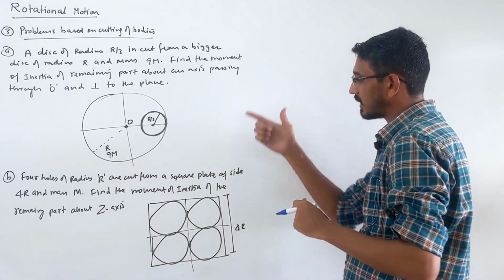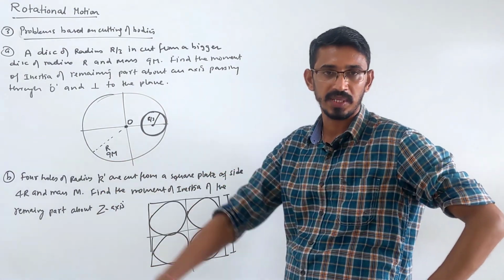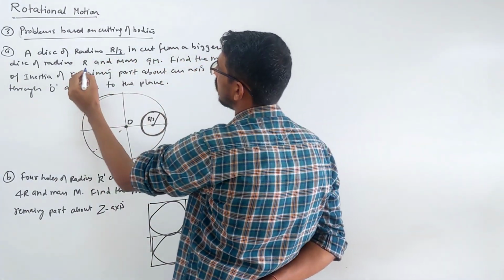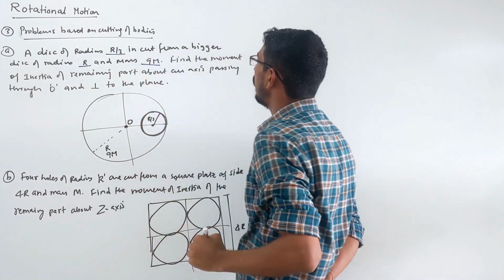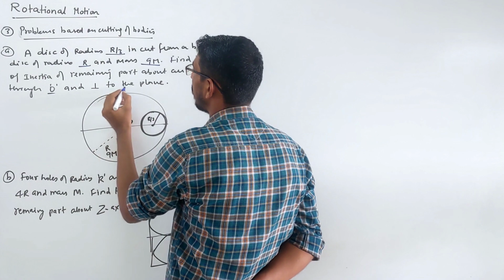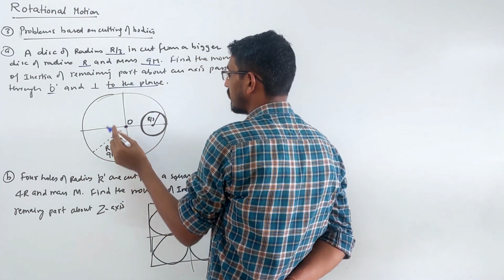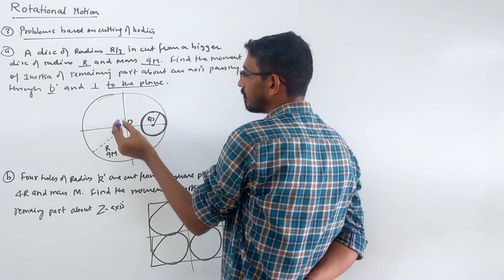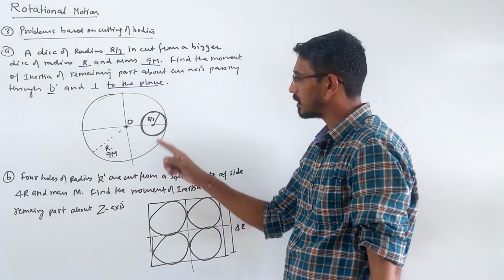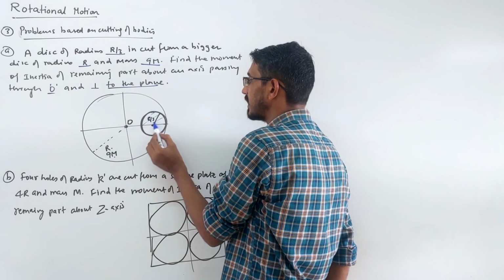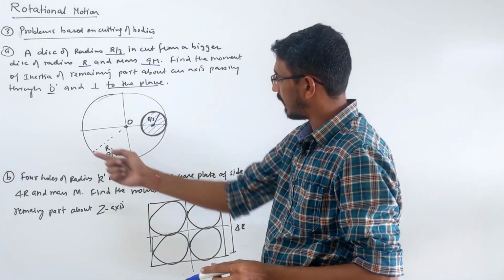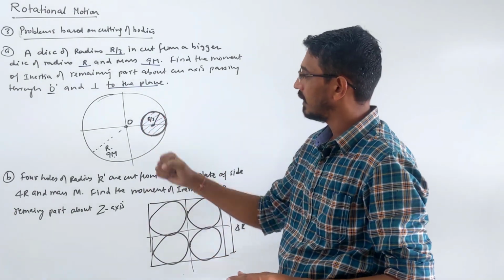Let's see. We have done an exactly similar question in center of mass also. A disc of radius r by 3 is cut from a bigger disc of radius r and mass 9m. Find the moment of inertia of the remaining part about an axis passing through O and perpendicular to the plane. This is the axis given, perpendicular to the plane, right? So this is a complete disc of radius r and mass 9m. The small disc of radius r by 3 is cut and removed from here. Then we have to calculate the inertia of the remaining part.